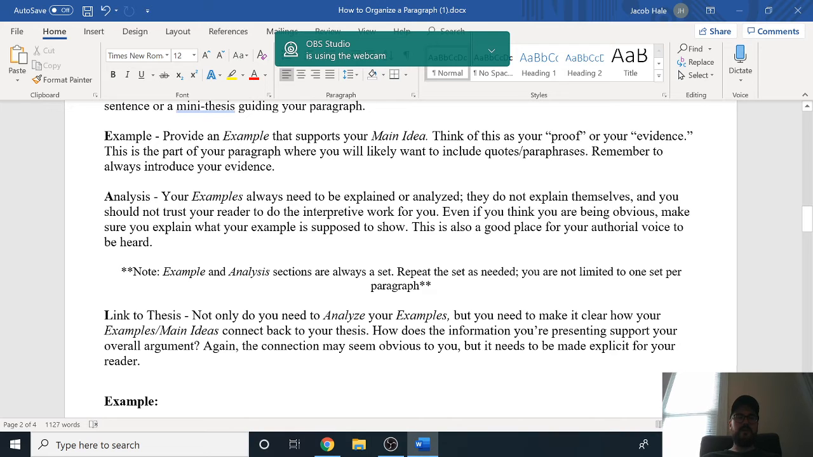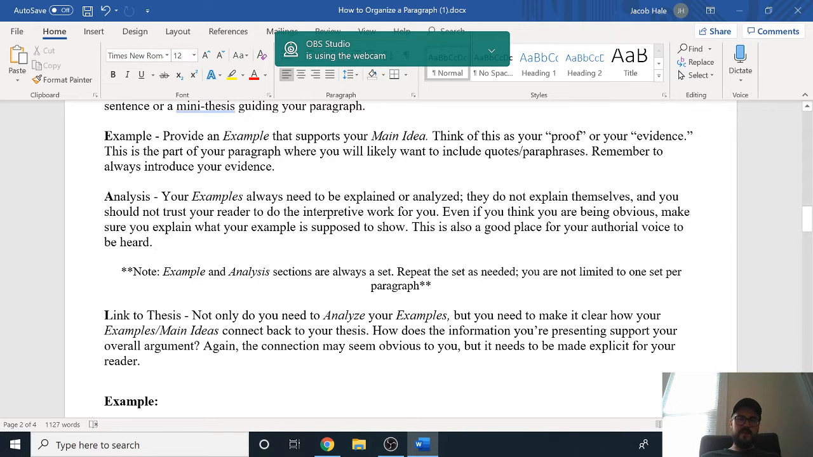After your example, you're going to want to have an analysis. So your examples always need to be explained or analyzed. They do not explain themselves, and you should not trust your reader to do the interpretive work for you. Even if you think you are being obvious, make sure you explain what your example is supposed to show.